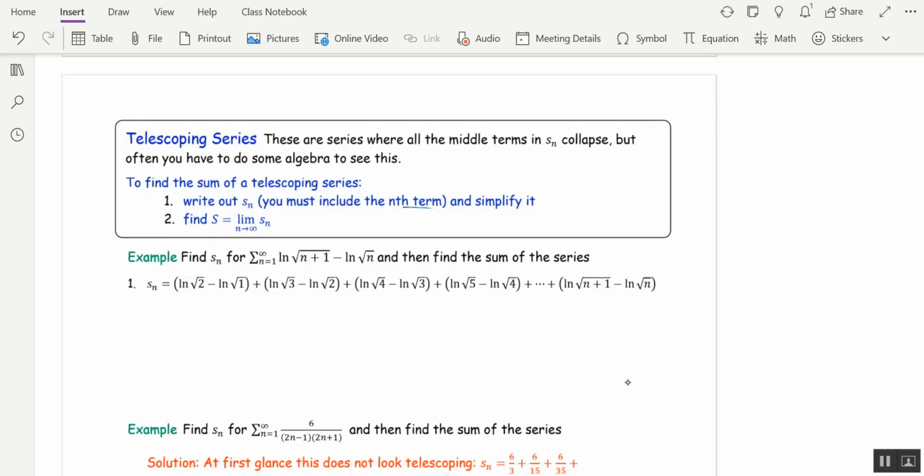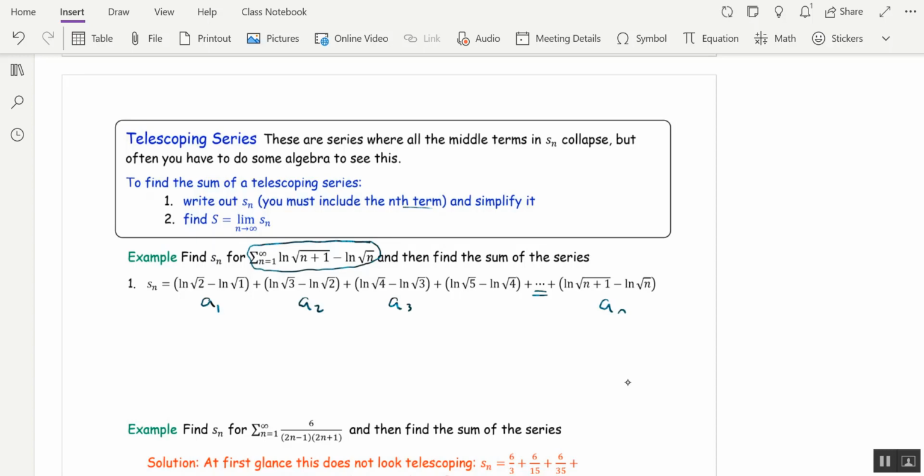So this first one, I've already started us out. I've written out Sn. Sn is the sum of the first n terms. So this was a1, this was a2, this was a3. Usually writing out 3 terms is enough, and then always write out the nth term. So there's going to be a dot dot dot in there. Then see what cancels.